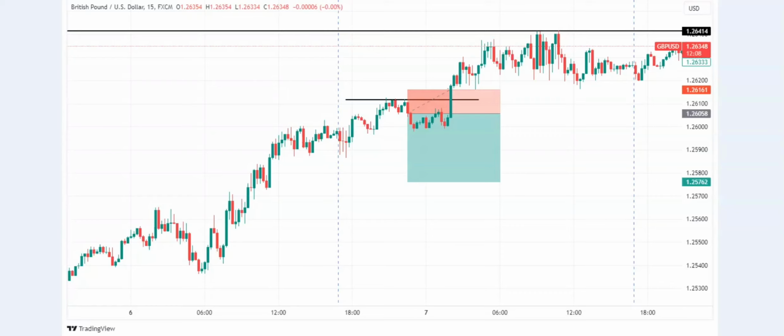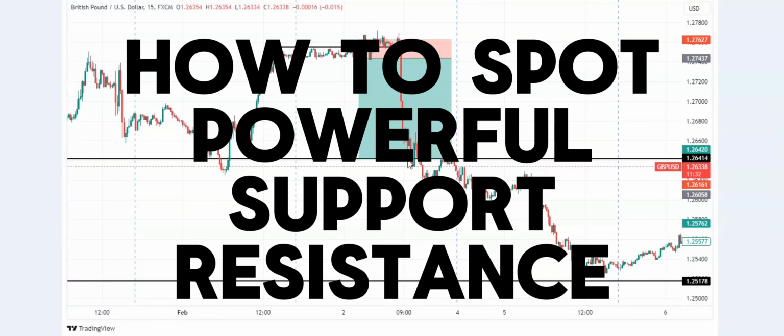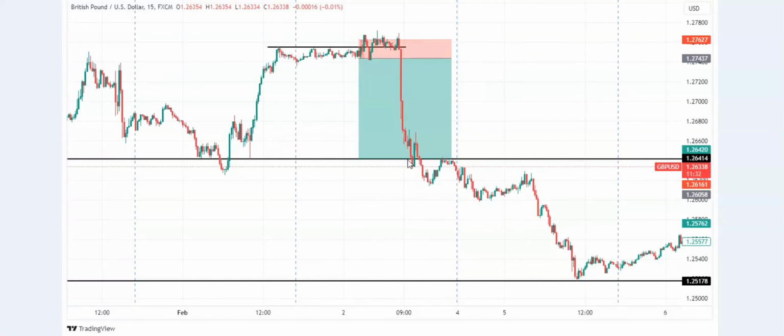If you're trading support and resistance, and this is what you get, this is a losing trade. We all get losing trades. But if you're getting stopped out and then price goes your way, then this video is for you. We are going to look at how to spot high quality support and resistance so that you can trade off of them.